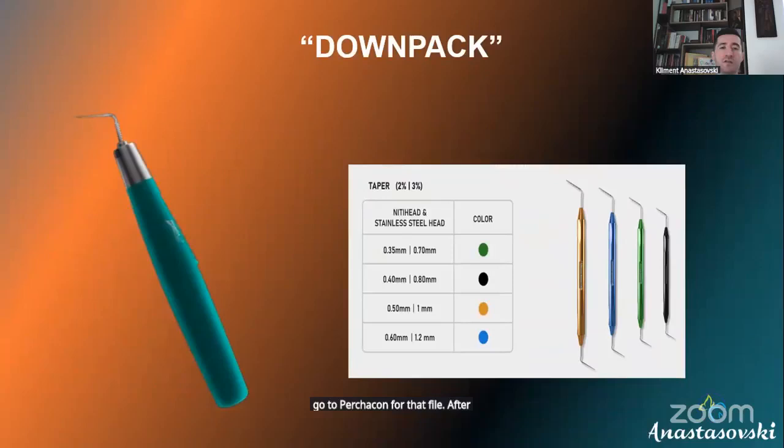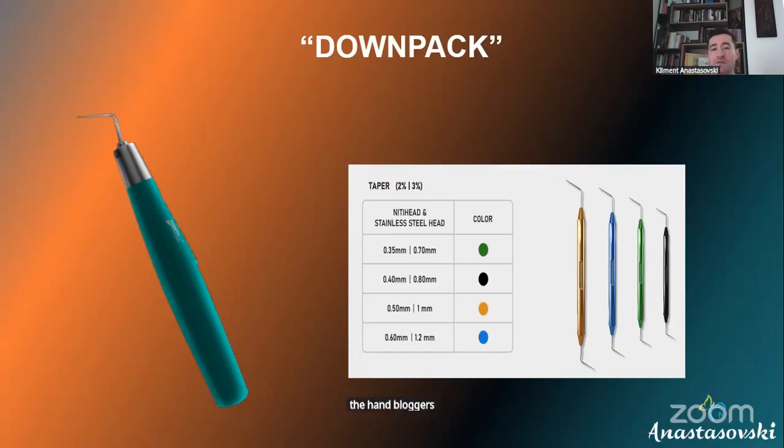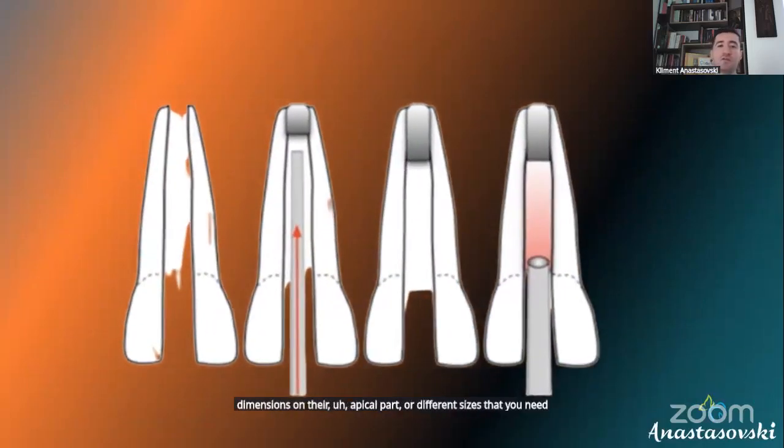After we have done the apical gauging, we then need to choose our downpack device and our hand pluggers, which we will use to plug the gutta-percha left after cutting with the downpack device. The hand pluggers from Fanta Dental have a different taper, a 2 or 3% taper, and different dimensions on their apical part, or different sizes that you need to choose.